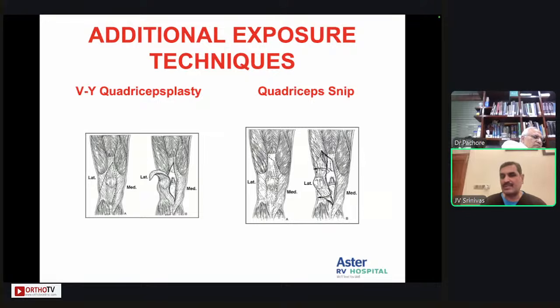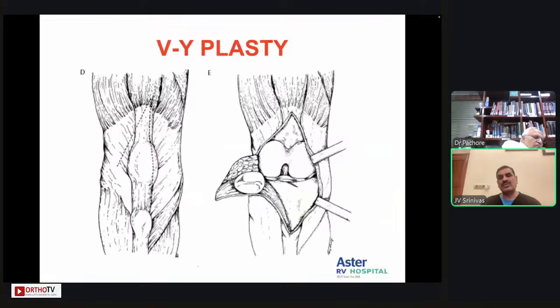Yes, quadriceps snip is not an ideal case. VY-plasty is an ideal approach. So this is how VY-plasty is done. Medial parapatellar arthrotomy. On the table, you decide if you're not able to mobilize the patella laterally, and the extensors are so contracted that they do not allow knee bending. At least 90 degrees of knee flexion is required to do our knee surgery.